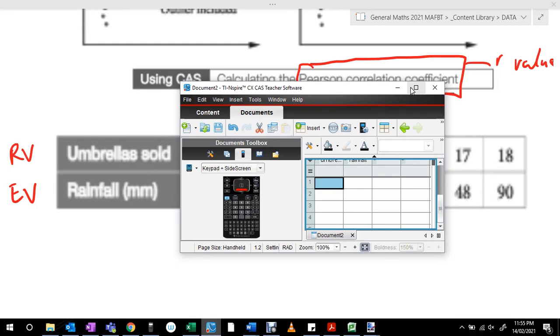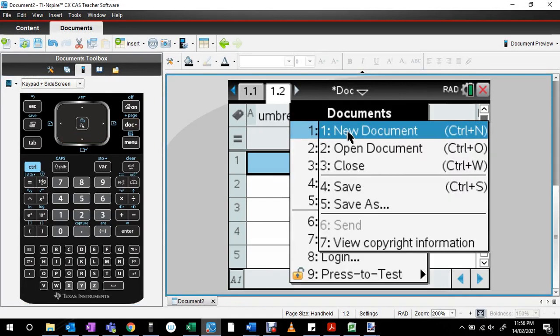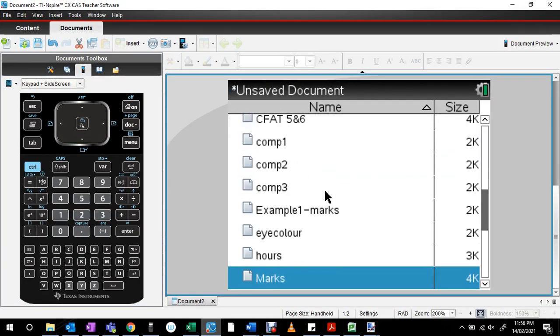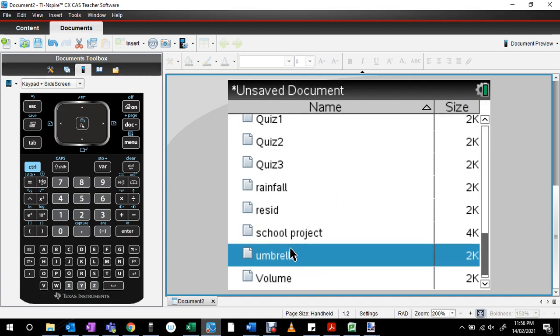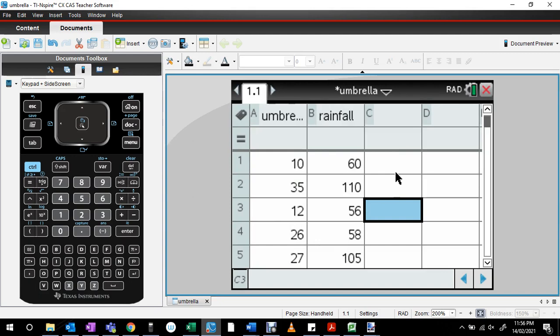You can skip ahead to the next part for this, but I've already done this already, so I'm going to open a document that says umbrellas. So I've already got my numbers here. Once you've got your numbers, I've got umbrellas, rainfall, and my numbers in. Now we're going to calculate the R value for this. To calculate the R value, this is going to be slightly different to how we calculated the 5 number summary.